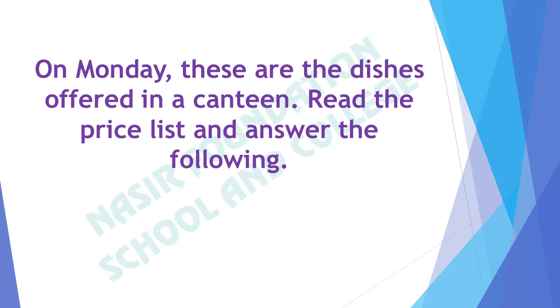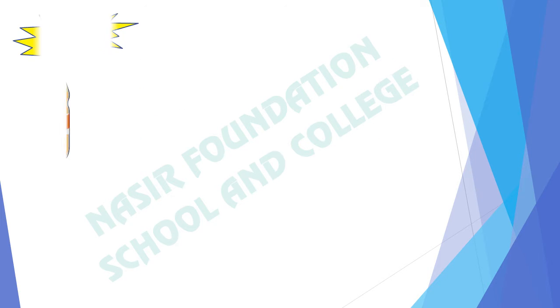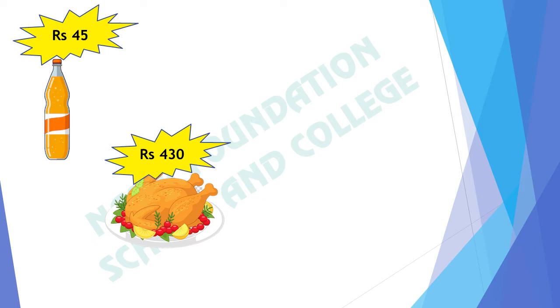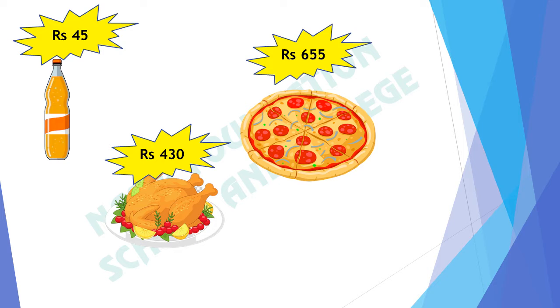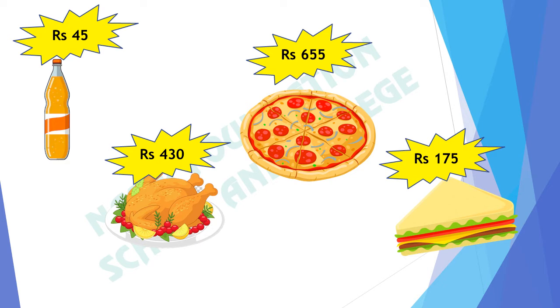On Monday, these are the dishes offered in a canteen. Read the price list and answer the following. Price of a juice is rupees 45 and the price of chicken roast is 430 rupees. Price of a pizza is 655 rupees and the price of a sandwich is 175 rupees.